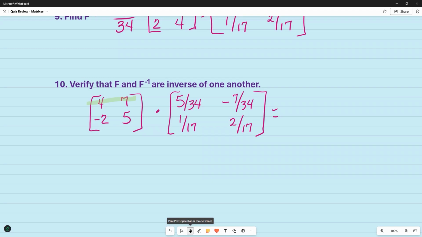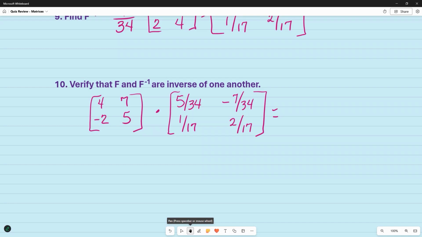Then we're going to take that same first row of the first matrix and multiply it times the second column of the second matrix. Once you're finished with both columns, you're going to go down to the second row of the first matrix and multiply it times the first column of the second matrix, and then go back and take the second row of the first matrix and multiply it times the second column of the second matrix.